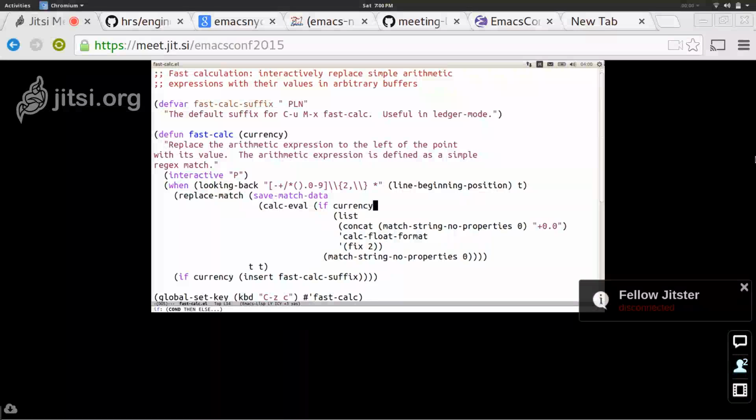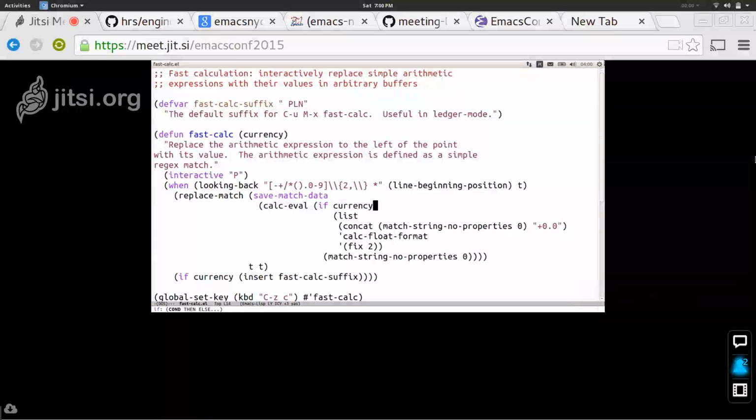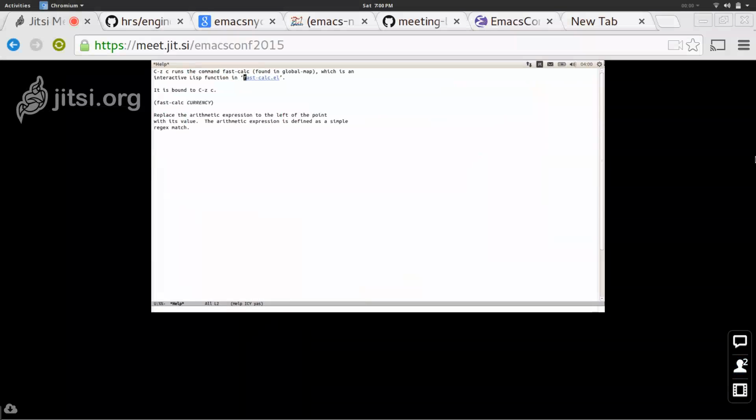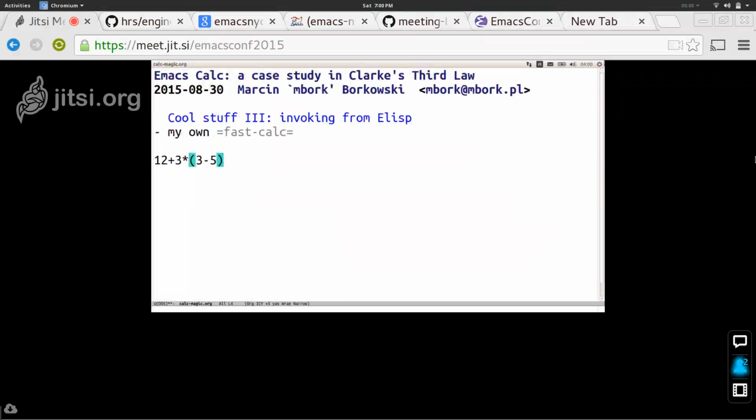So if there is the prefix argument, what do I do? I basically give Calc eval a list of the format, number of decimal points, and things like that, and the string with the expression to calculate. And that's pretty much it. And that's all, since this is a lightning talk. No more stuff here. I just wanted to show you a few cool tricks with Calc.